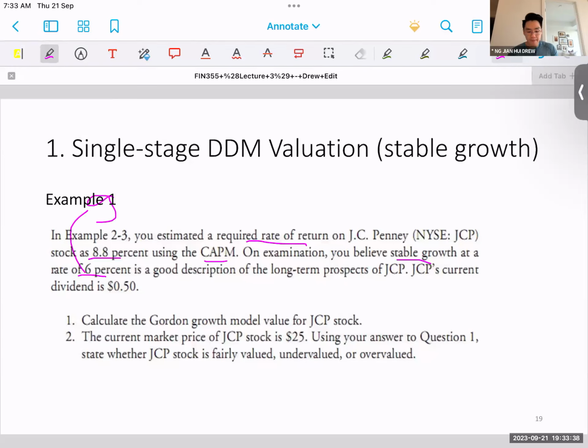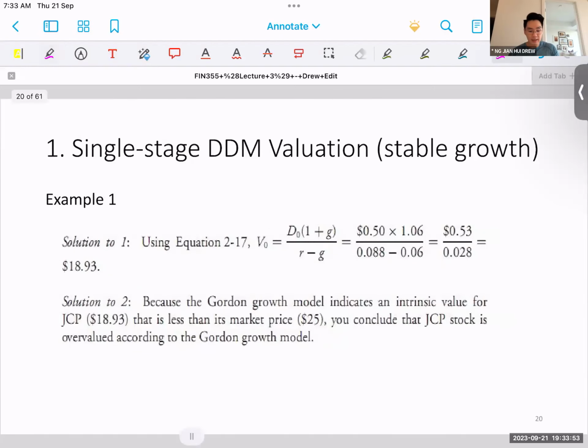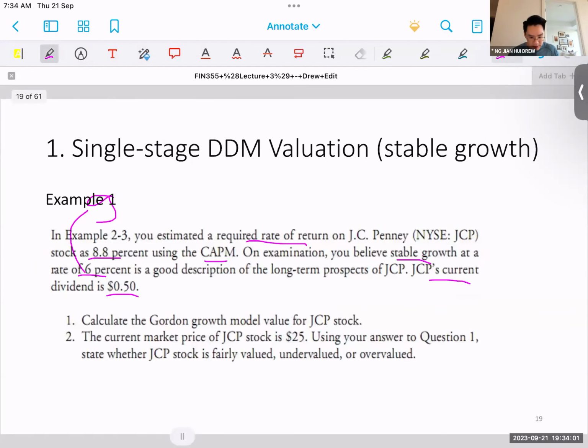All right, and the company currently pays 50 cents. So we can use the DDM model to value this stock here. Right, the answer is here. Because it's a stable growth, we can immediately think that, oh, right, it is a growing perpetuity. So let's just quickly see here.